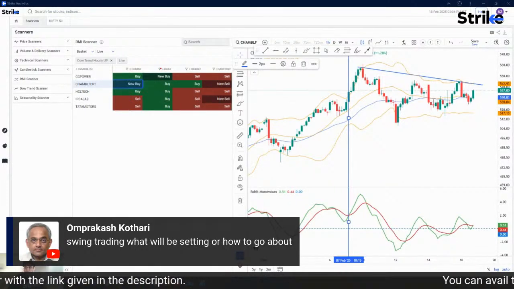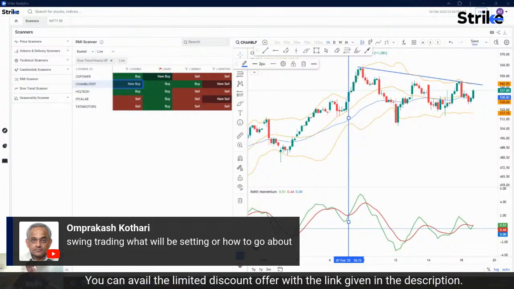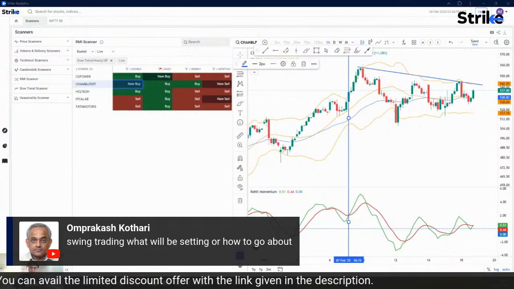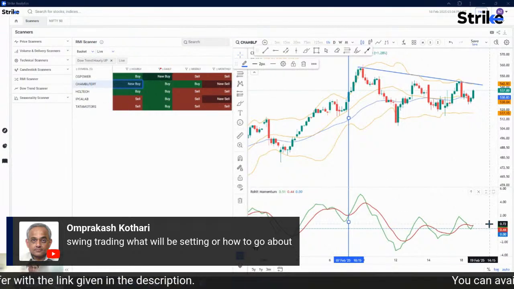What will be the setting, or how to go about it for a swing trader? So Om Prakash ji, if you are a very short term trader, as I said, you can look at the Dow trend first, and you can look at the hourly and daily time frame.